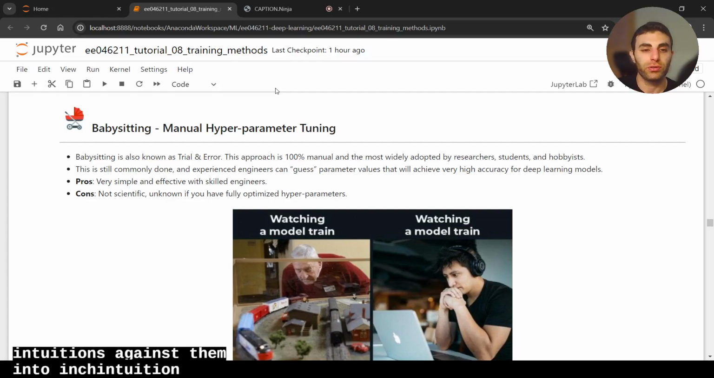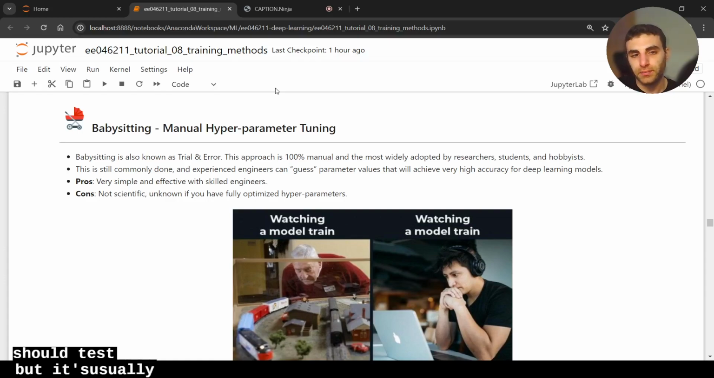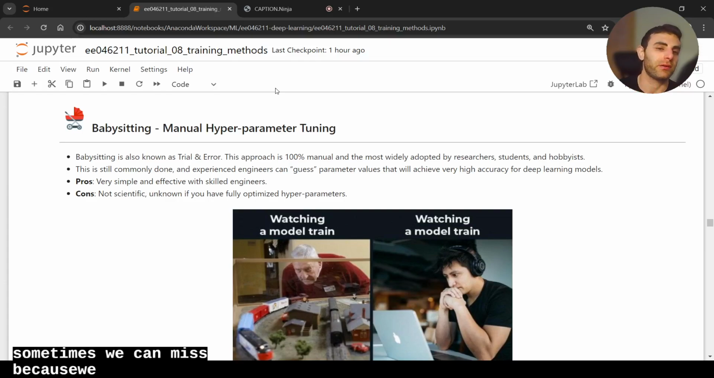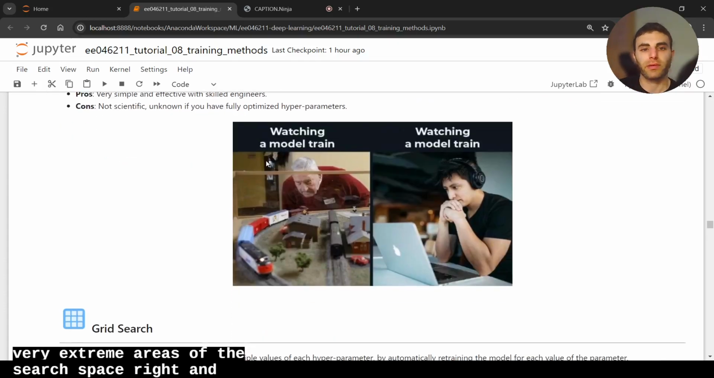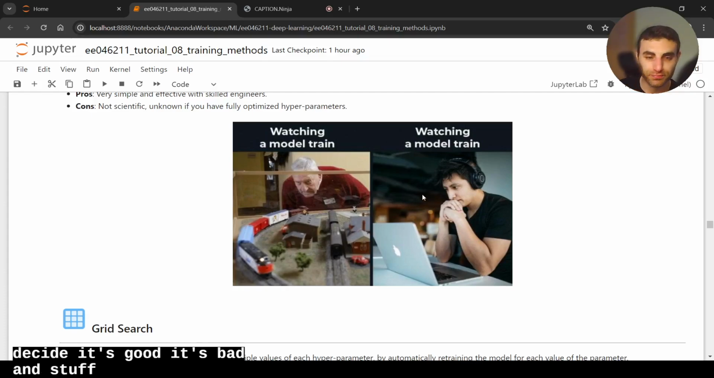Intuition about what should be the range of values that you should test, but it usually can cost us a lot of time, and sometimes we can miss because we haven't considered looking at the very extreme areas of the search space, right? And this meme, I think, depicts the process quite clearly. This is what we usually do, right? Watching a model train. We take a look at the loss and then decide it's good, it's bad, and stop the run or wait for it to end.